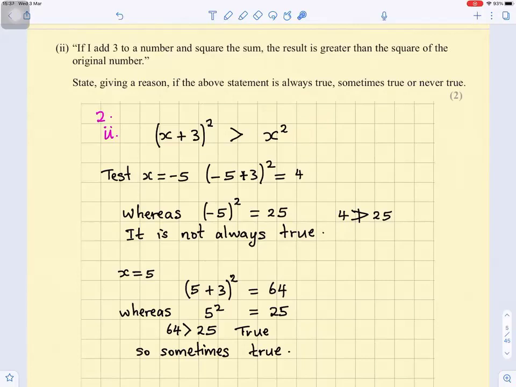So let's test with some numbers. Let's use minus 5. Minus 5 plus 3, squared, gives you 4. And minus 5 squared is 25. So 4 is not bigger than 25. So in this case, it is not always true. Choose another number. Choose 5. 5 plus 3 is 8. 8 squared is 64, whereas 5 squared is 25. 64 is greater than 25. So it is sometimes true, because in this case, it is true.